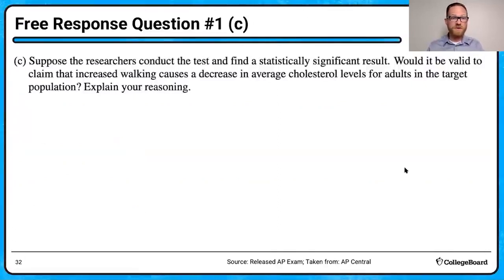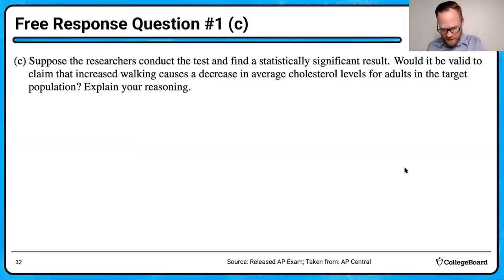All right, moving on to part C. It says, suppose the researchers conduct the test and find a statistically significant result. Would it be valid to claim that increased walking causes a decrease in average cholesterol levels for adults in the target population? Explain your reasoning.